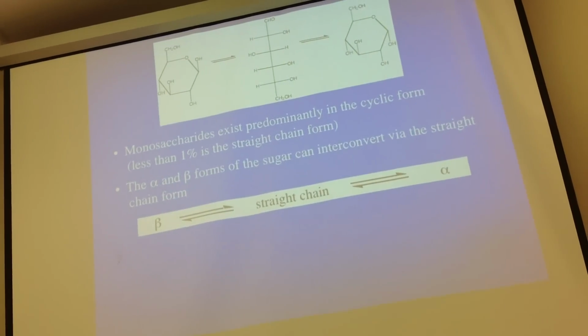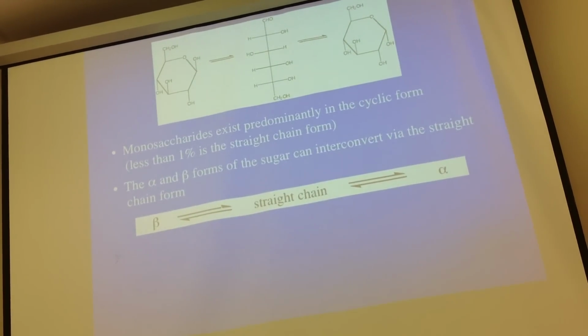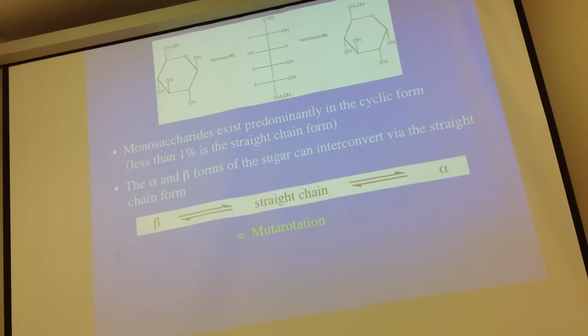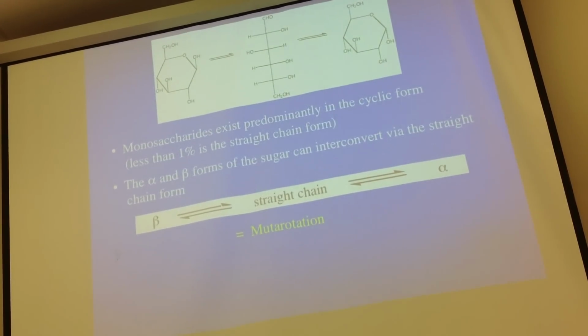And when the alpha and beta forms interconvert, all it is, your ring pops back open, and then it closes up from the other direction to form alpha, pops open, and closes from the other direction to form beta. So at equilibrium, you'll have some mixture of the two, alpha and beta, and then a little bit of straight chain that has to exist to go from one to the other. That process of opening up and reclosing to the other form is called mutarotation. It's what interconverts the monomers between each other.